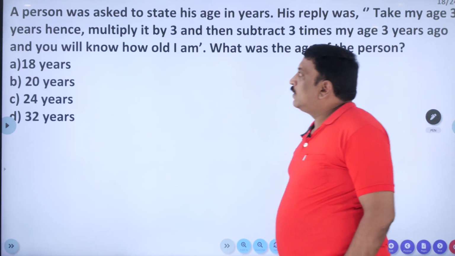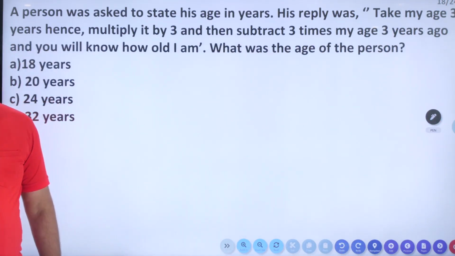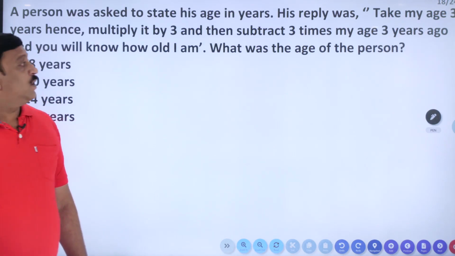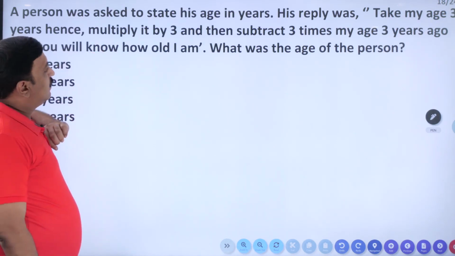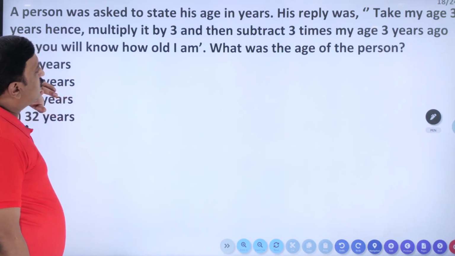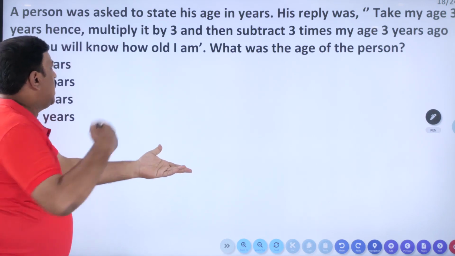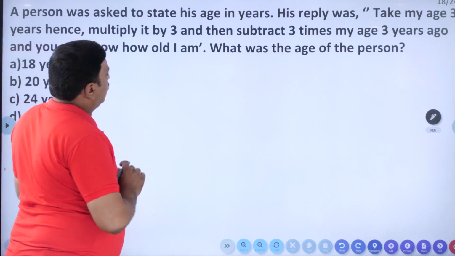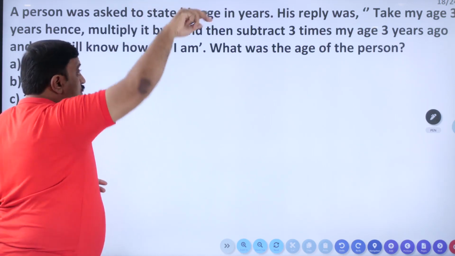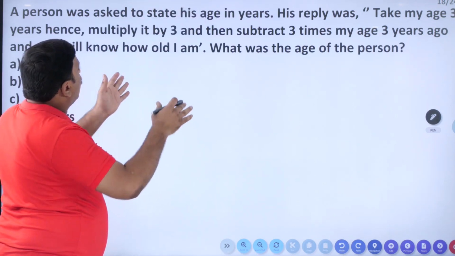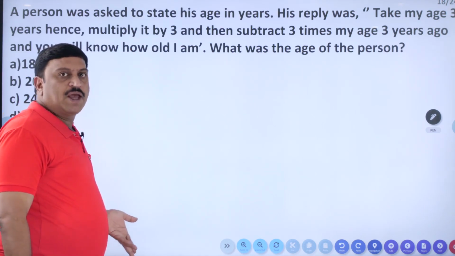so see this one. A person was asked to state his age in years. His reply was, take my age 3 years hence, multiply it by 3, and then subtract 3 times my age 3 years ago, and you will know how old I am. That means then my age will come.